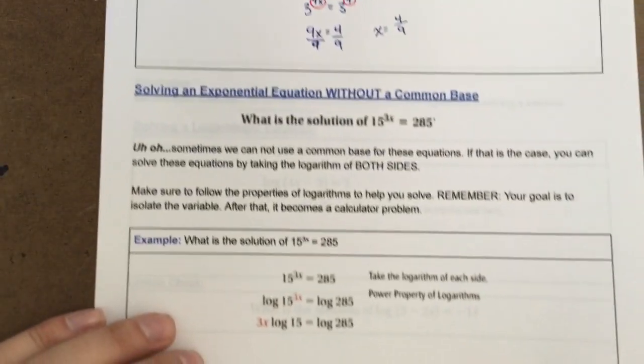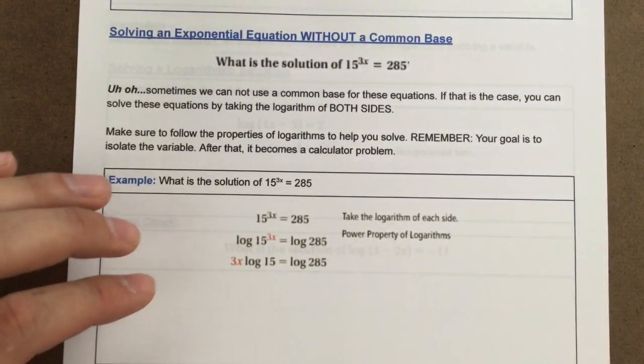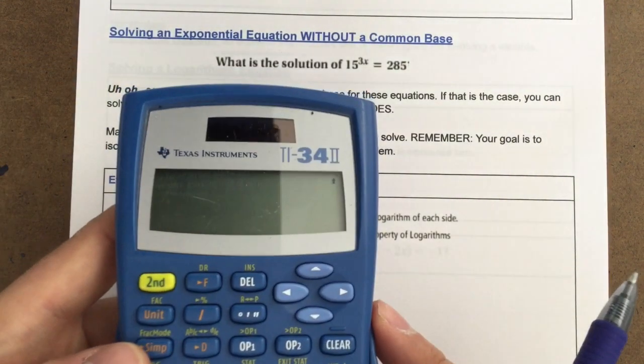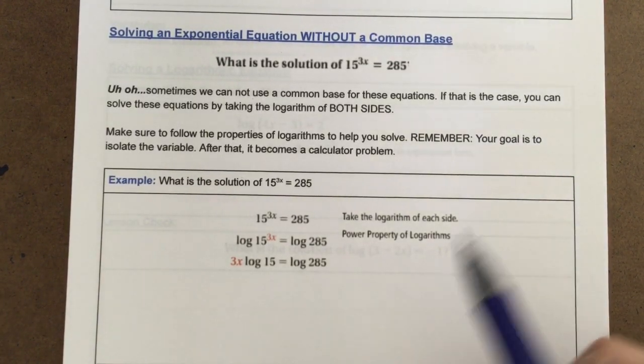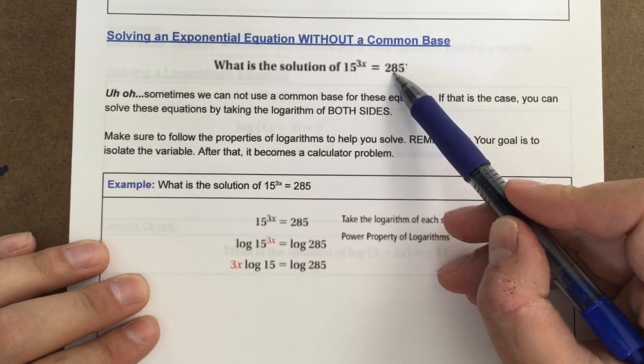Let's solve an exponential without a common base. This is where you will have to use your calculator. You will have to use the logarithm key on your calculator. I'm using a TI-34. You may have to do separate steps using your iPhone, but we'll take a look. So right here, we don't have a common base between 15 and 285.